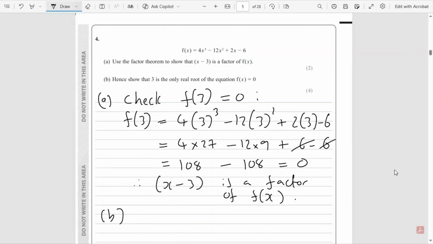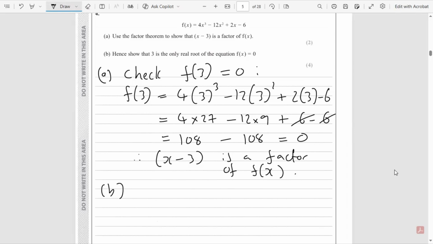So now for part B: hence show that 3 is the only real root of the equation f of x equals 0. Now we know from part A that x minus 3 is a factor.